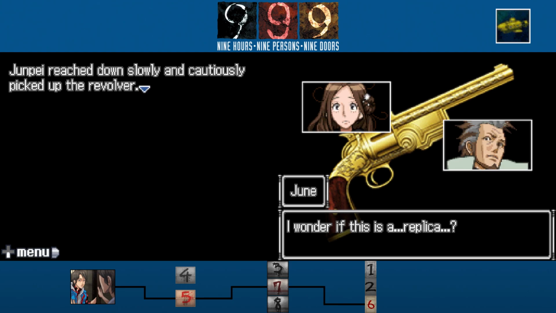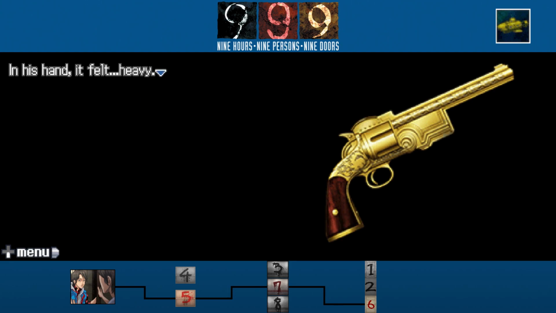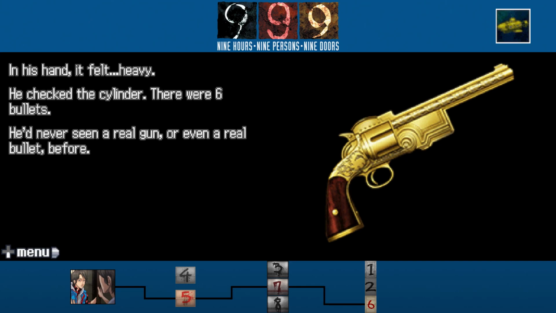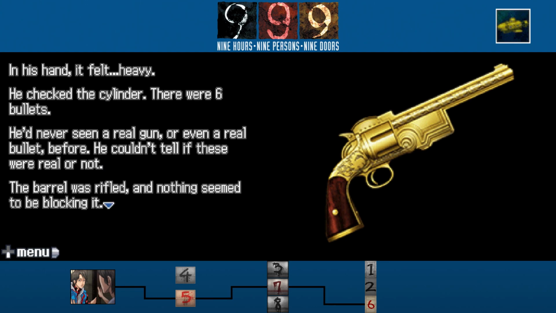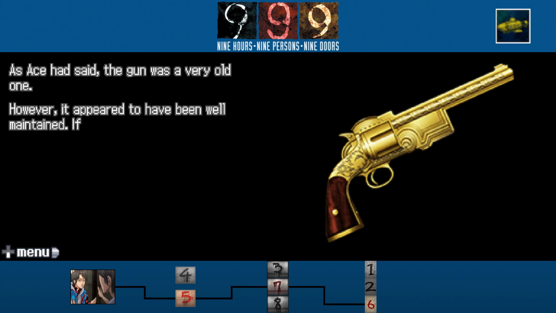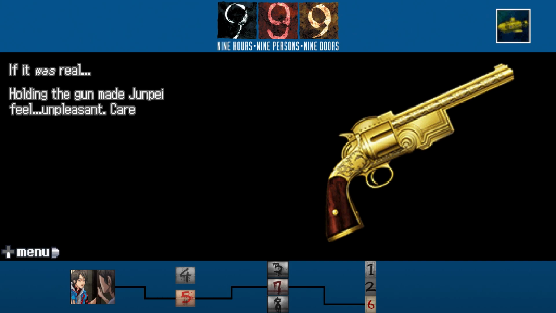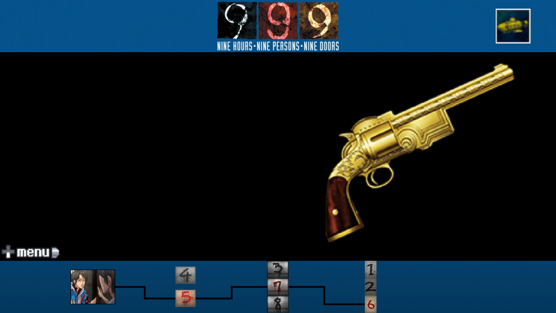Junpei reached down slowly and cautiously picked up the revolver. In his hand, it felt heavy. He checked the cylinder. There were 6 bullets. He'd never seen a real gun or even a real bullet before. He couldn't tell if these were real or not. The barrel was rifled and nothing seemed to be blocking it. As Ace had said, the gun was a very old one. However, it appeared to have been well maintained. If it was a real gun, Junpei thought it would most likely function perfectly. If it was real. Holding the gun made Junpei feel unpleasant. Carefully, he placed it back in the coffin.